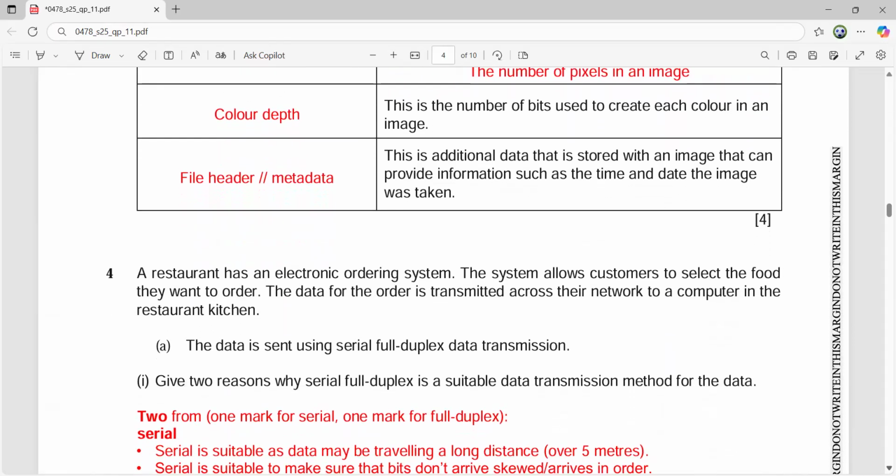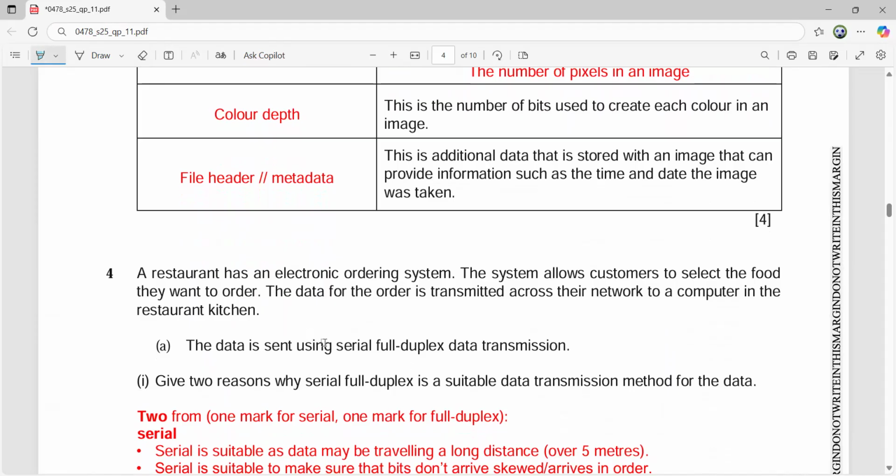Question number 4. A restaurant has an electronic ordering system. The system allows customers to select the food they want to order. The data for the order is transmitted across their network to a computer in the restaurant kitchen. The data is sent using serial full duplex data transmission. Now, let's see what we need to concentrate on.